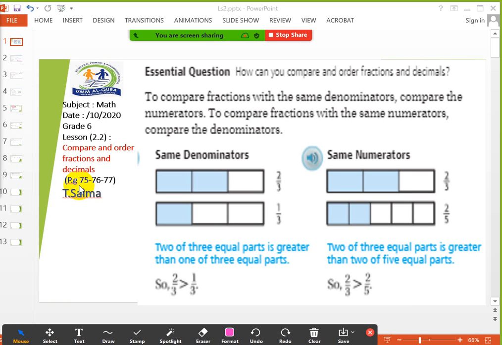Okay. Hi, Maria. Yes, today we will start with lesson 2 in chapter 2: compare and order fractions and decimals. So please bring your books and open it on page 75. Okay, and let's start. Excellent, Lena. Thank you. So, girls, let's start with our lesson.